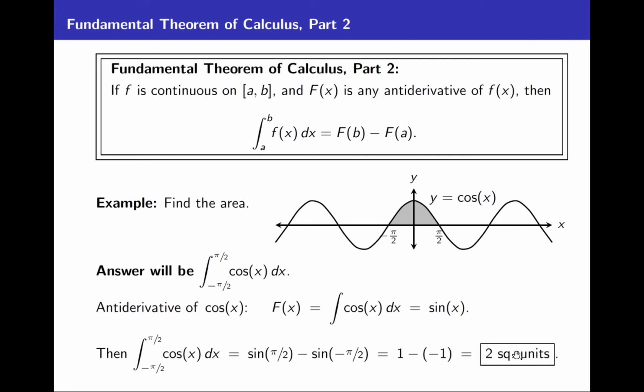So the exact number of square units of area under this graph between negative pi over 2 and pi over 2 is 2. And I always think that's kind of surprising because cosine of x seems pretty far off from integer values. You might expect that this area is going to have some multiple of pi in it or something, but no, 2 square units of area in that shaded region, exactly 2.